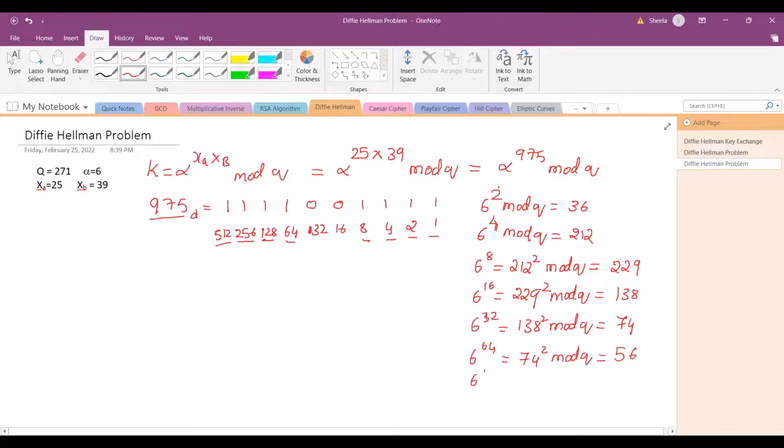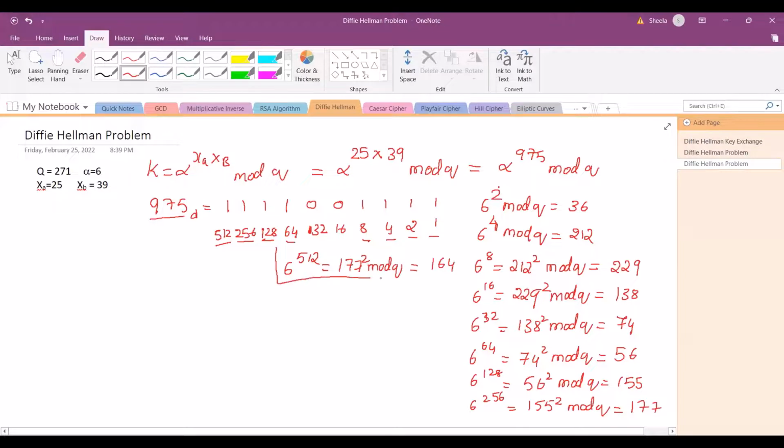And 6 raised to 128 is 56 square mod q, which is 155. And 6 to the power of 256 is 155 square mod q, which is 177. And the last one, 6 to the power of 512, is 177 square mod q, which is equal to 164. So now we have calculated all these values.